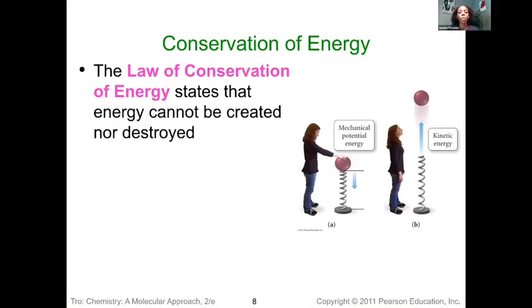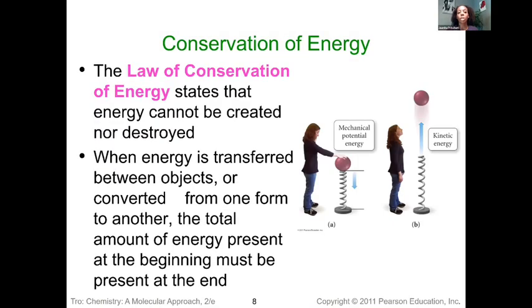So much like before, energy is going to observe the law of conservation of energy, which means that energy cannot be created nor destroyed. So what happens is, rather than creating some new form of energy or destroying this energy, it's merely transferred between objects from one form to another. In this example, we're showing where this mechanical potential energy is being transferred into kinetic energy to put that ball into motion. But the total amount of energy that's present at the beginning must be equal to that that's present at the end.